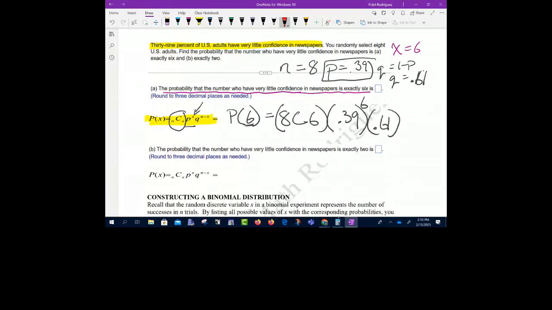And my formula, my power up here, y'all, is going to be N minus X. So 8 minus 6. But by the way, what is 8 minus 6 anyway? 2. Okay, so let's just go like that. Now, y'all, this right here, my friends, is what I'm going to type in on my calculator.